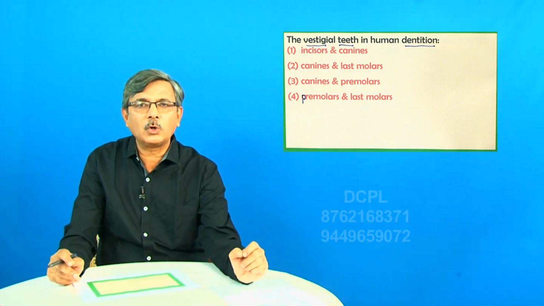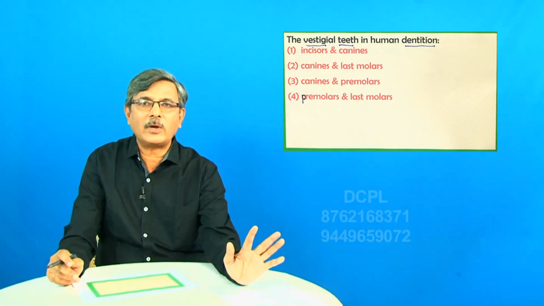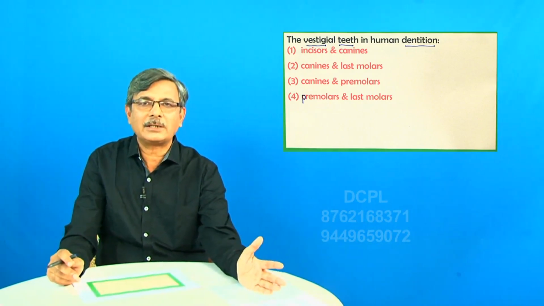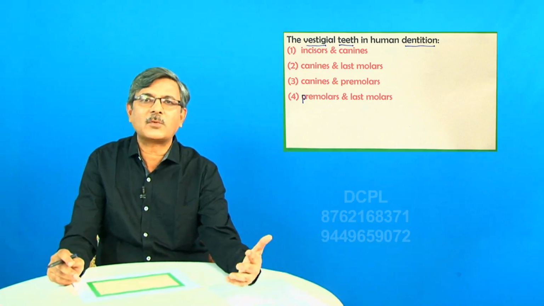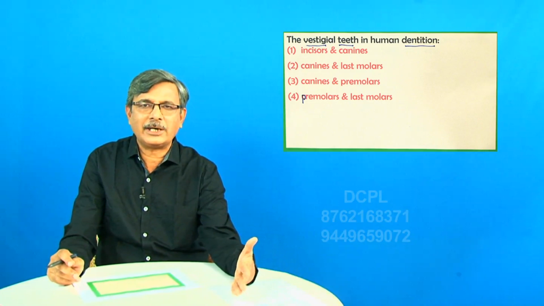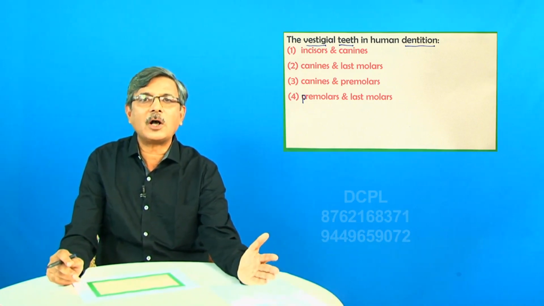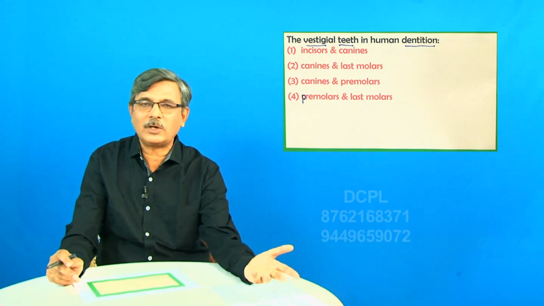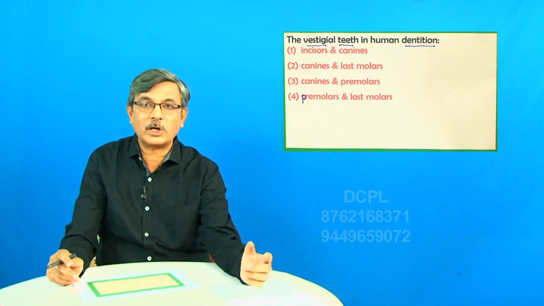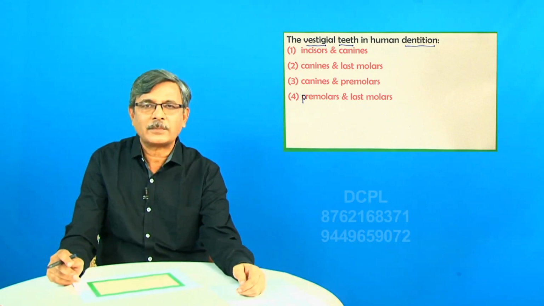When we talk about human dentition, the canines which are tearing teeth are not very well developed, like for example in case of cats, dogs, tigers, lions. I hope all of you know these are predator organisms. Of course, we are not predators. So they are not very well developed. We call them vestigial.